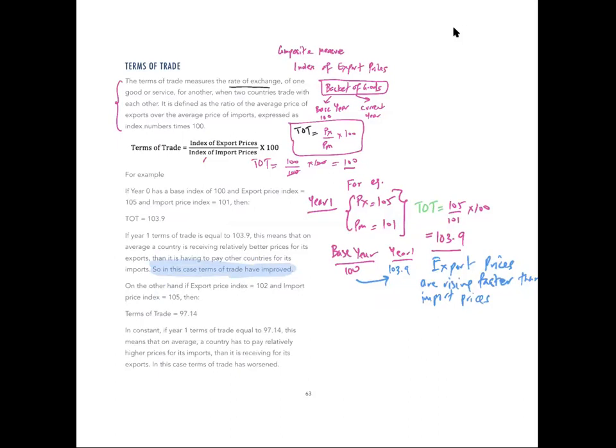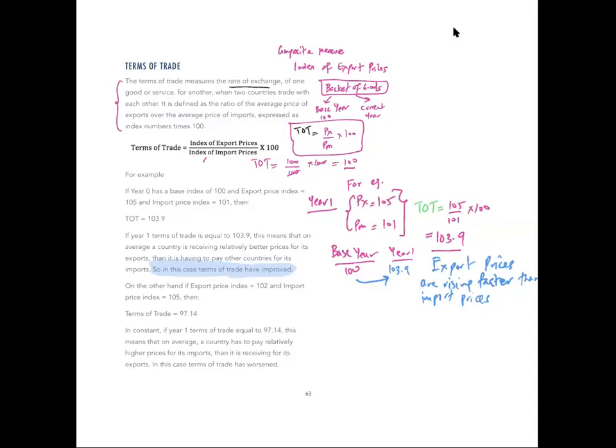So when the terms of trade value is more than 100 in the next year, we say terms of trade has gone up. And why has the terms of trade gone up? Because your export prices rose by 5%, import prices rose by 1%. And when I use the formula 105 over 101 times 100, I got myself 103.9.